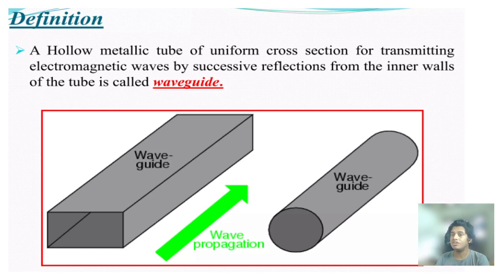Now, what is the definition of a waveguide? A hollow metallic tube of uniform cross-section for transmitting electromagnetic waves by successive reflection from the inner wall of the tube is called a waveguide. As you can see here, the direction of wave propagation and what the waveguides are.